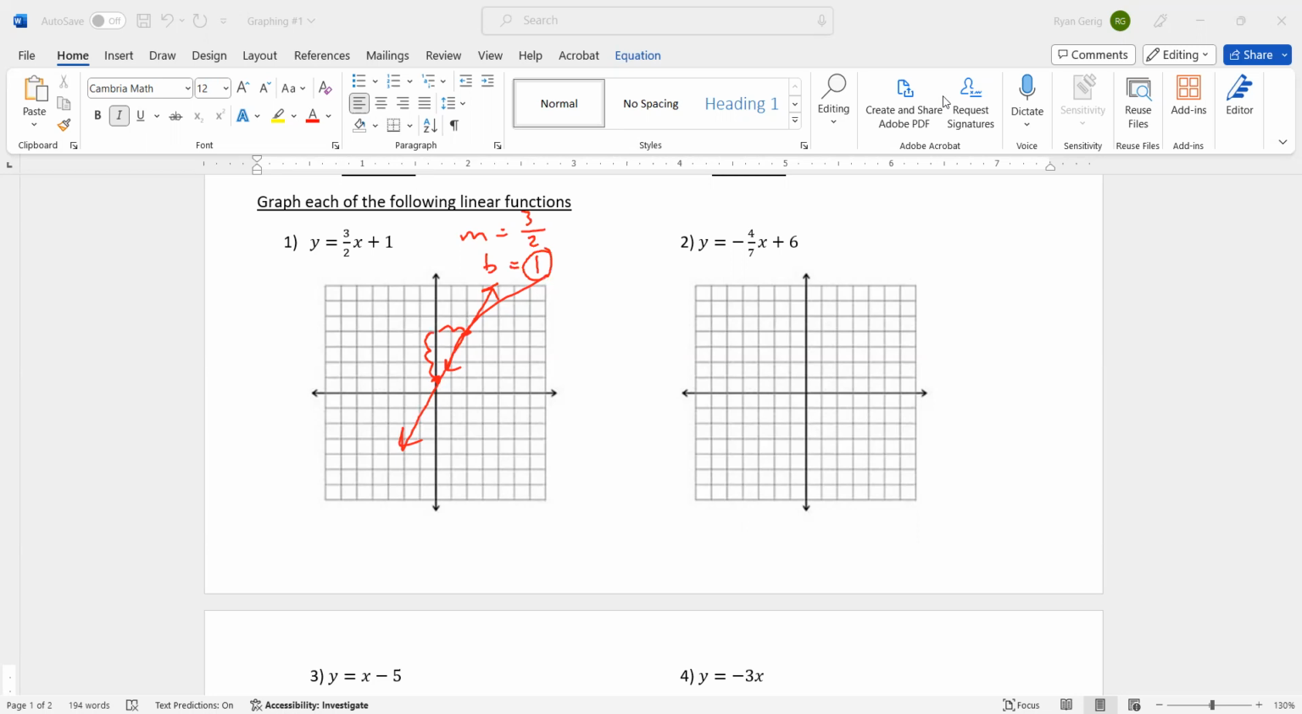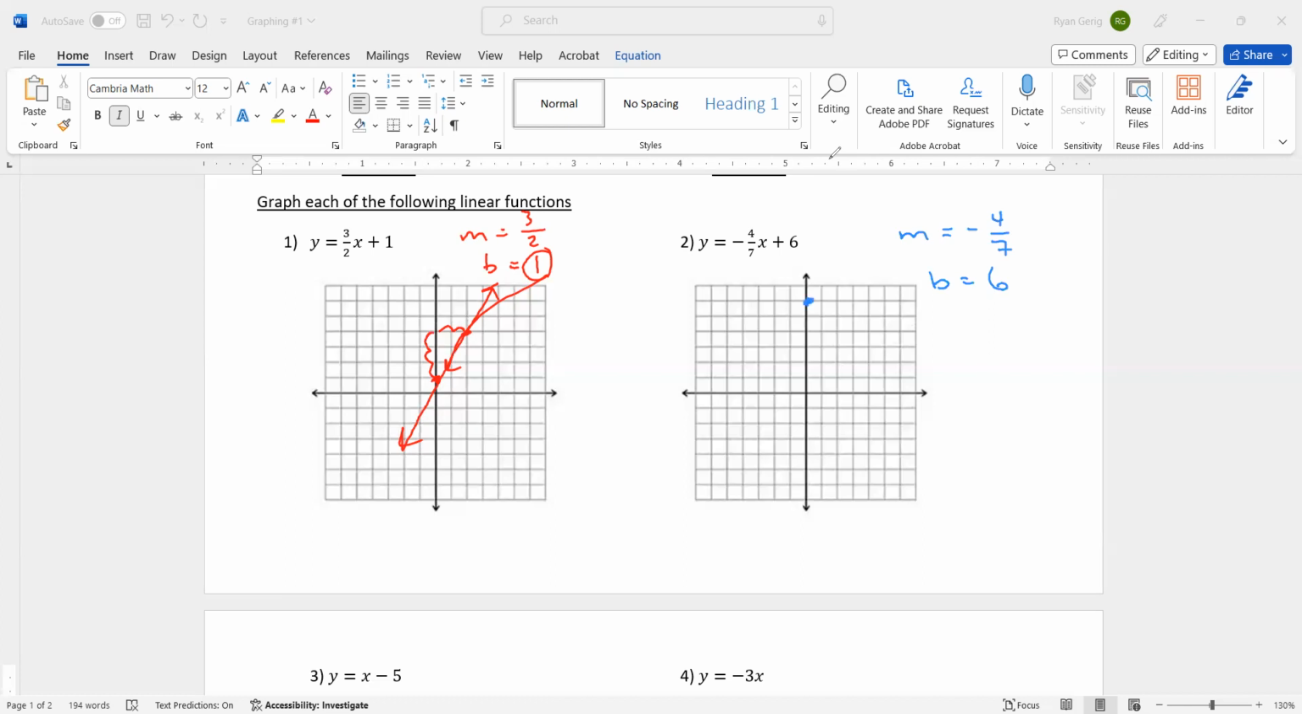Next one's going to be a little cleaner because I'm not going to draw arrows in there and all that. But I am going to still identify the slope and the y-intercept. The slope is negative 4/7. Don't freak out with the fraction. The y-intercept is positive 6. So now I'm going to go up to positive 6. I'm going to put a dot there. It means it crosses the y-axis at 6.